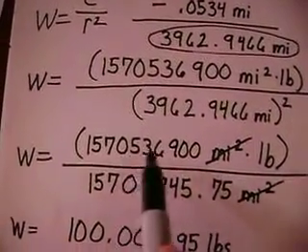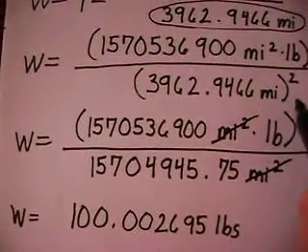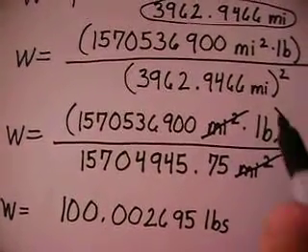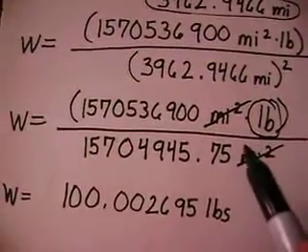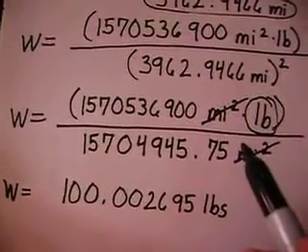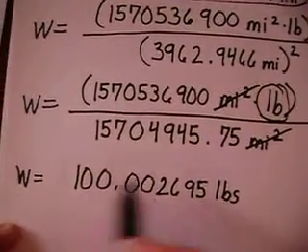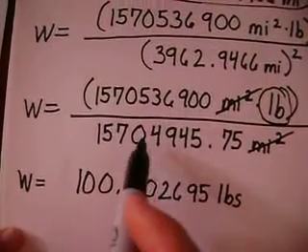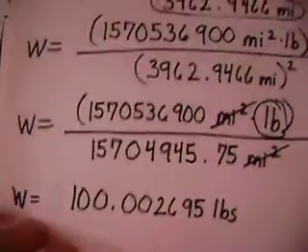The mile squared from our constant value and the mile squared from our radius value, they both cancel, which leaves us only the units of a pound, which is good because the question asks us how much would the object weigh, so we know we're looking for pounds. And whenever you divide this number by this number, you end up with 100 point this decimal right here.